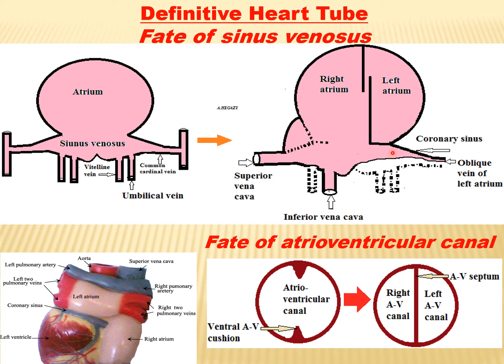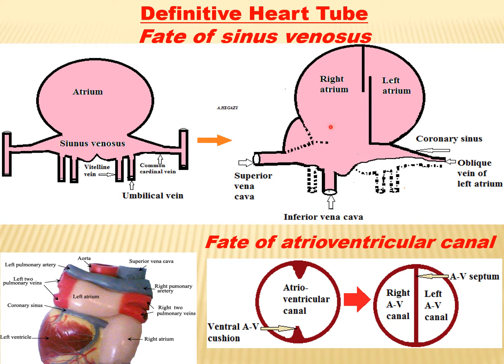This is the fate of the left side of the sinus venosus, we repeat it again. Cardinal vein forms the oblique vein of the left atrium, and the vitelline vein disappears completely. The proximal part of the umbilical vein disappears, and the left horn here forms the coronary sinus. Then we come to the right side.